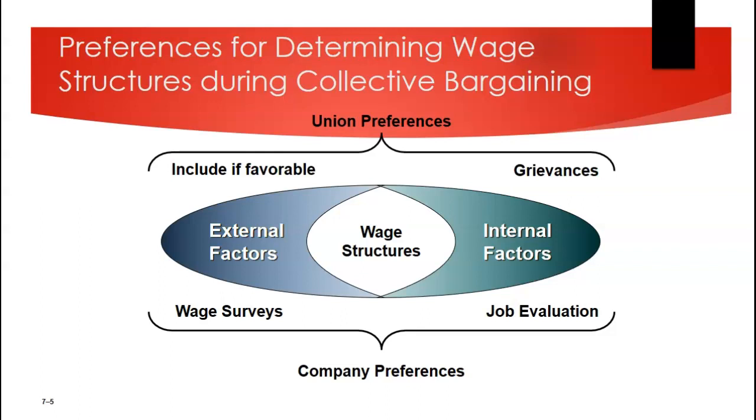The company, for example, wants wage surveys and job evaluation. We want to see what other employers are paying and what those jobs actually take to do. The union, for example, wants to look at internal and external factors if they help them. And they also want to look at grievances. So, for example, grievances mean, is this job really difficult? Are people getting hurt all the time? All of these things play in. So the union will look at what's most favorable for them. The employer will look at what's most favorable for them.